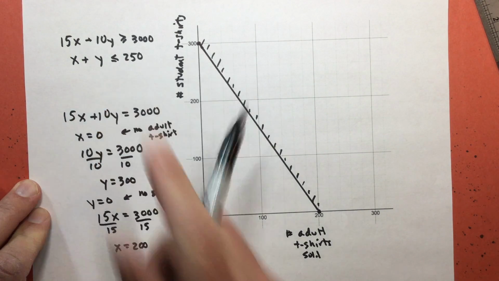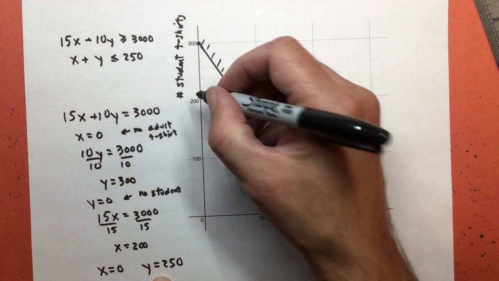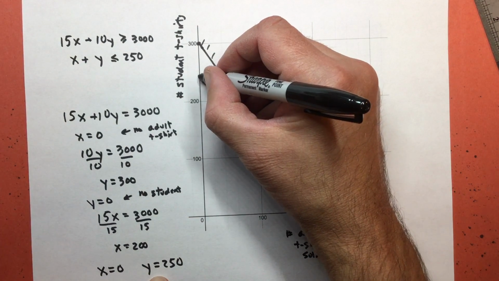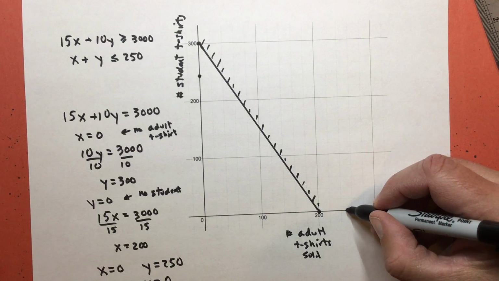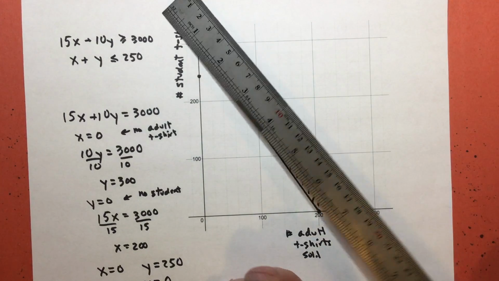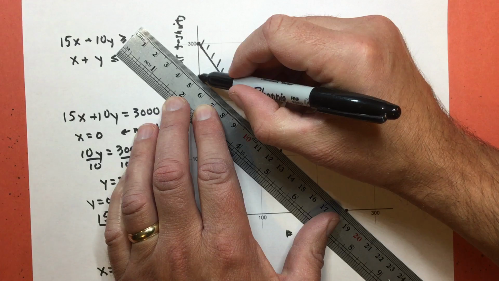x plus y equals 250. So that tells me that if x equals 0, that means y has to be 250, which tells me that if they sell all the t-shirts and don't sell any adult, they're going to sell 250 students. 250 is right here. By the same idea, if they don't sell any student t-shirts, they're going to have to sell them all to adults. And 250 is right here on the x. And I'm going to draw that line like so.